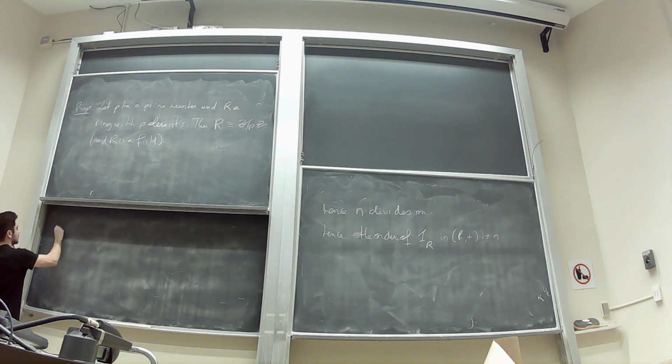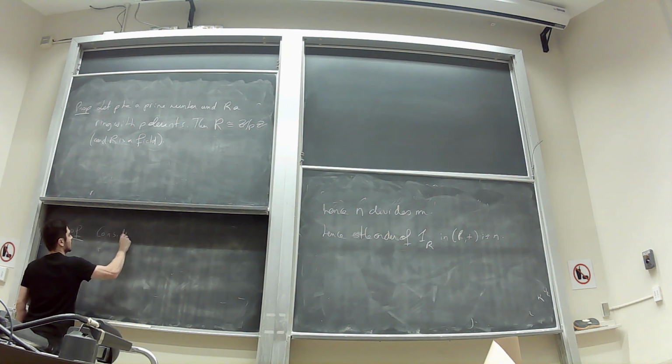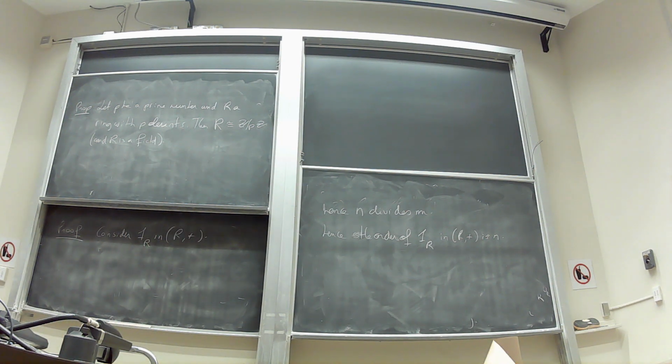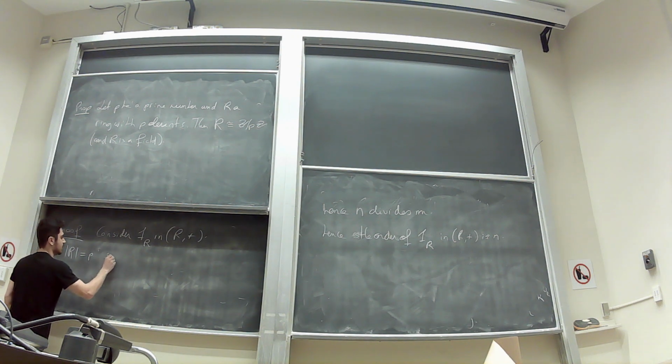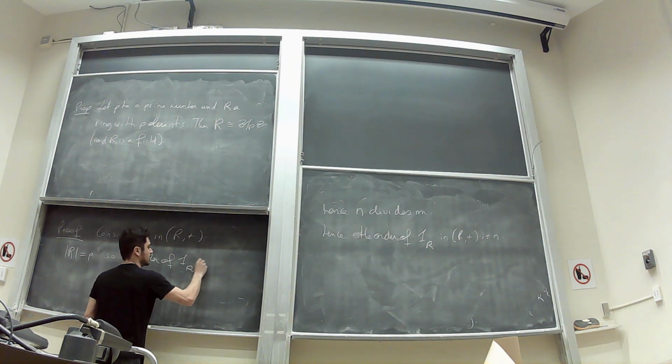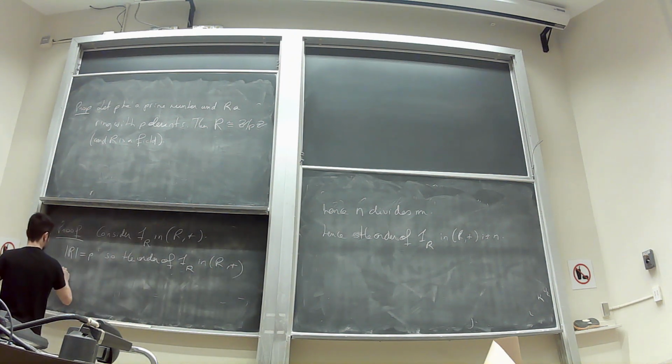Let's prove this. Proof. How do you want to prove it? The long way or the short way? The short way. Okay. Consider 1R in R plus. What is the order of 1? R is an additive group with P elements, right? R has P elements, so the order of 1R in R plus divides the size of R, which is P.